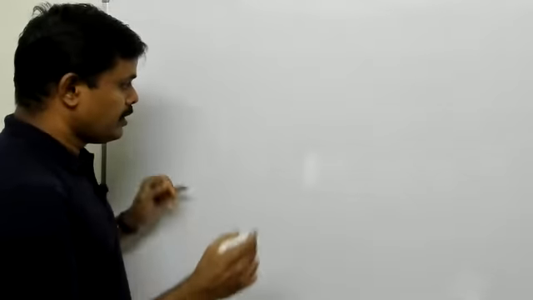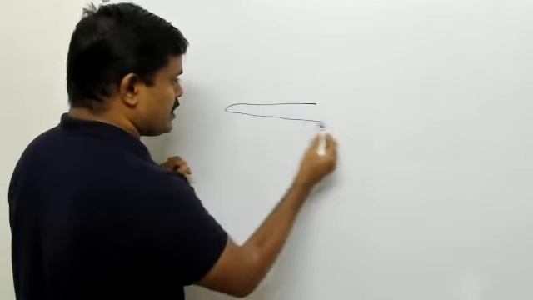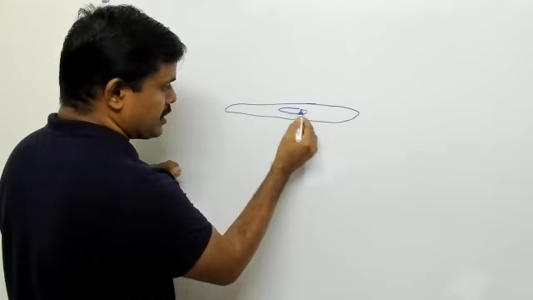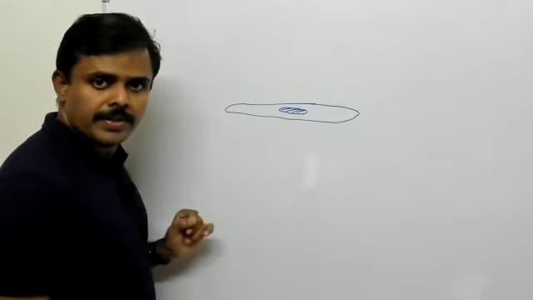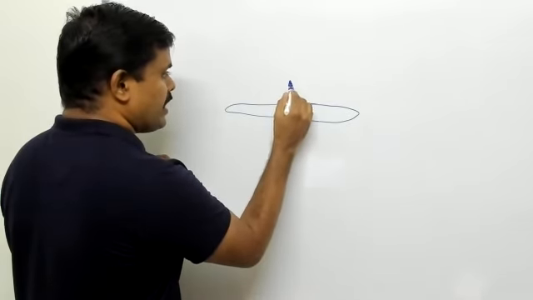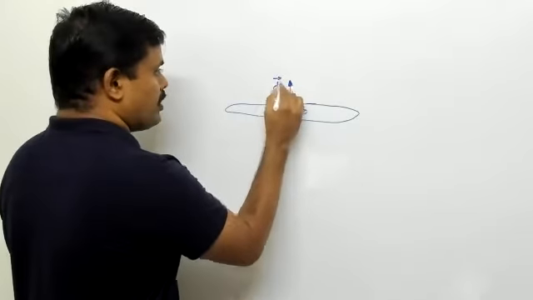Next topic is electric flux. What is meant by electric flux? I'll tell you. We have a surface here, and I've taken a small area over it. The area vector is drawn like this. The area vector is called ds.